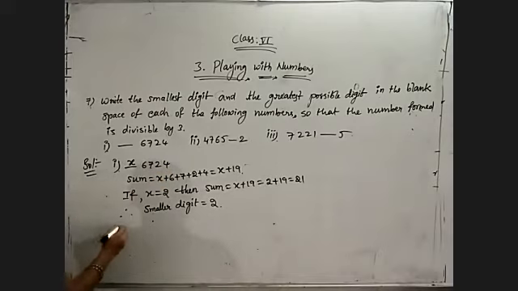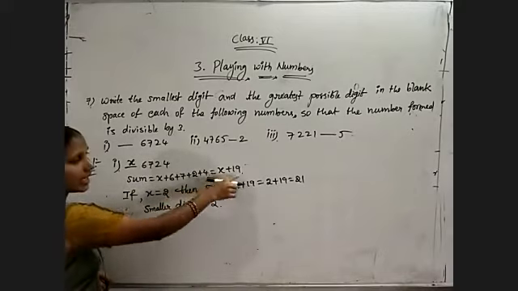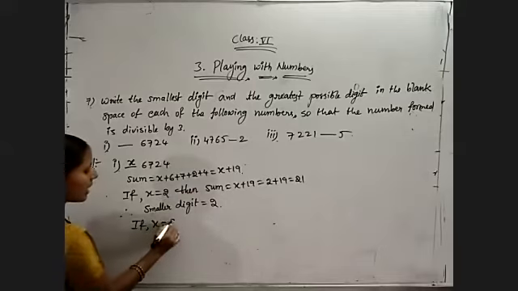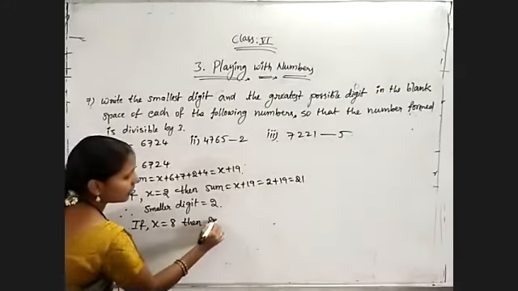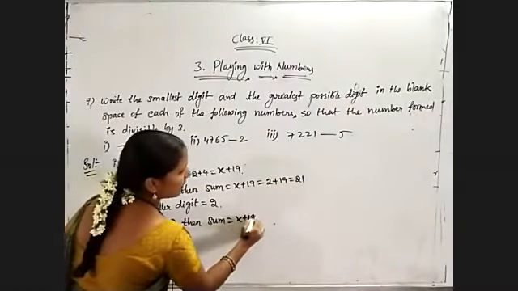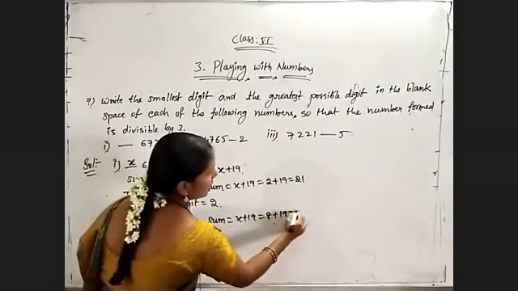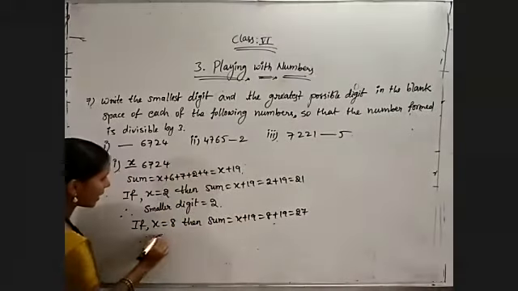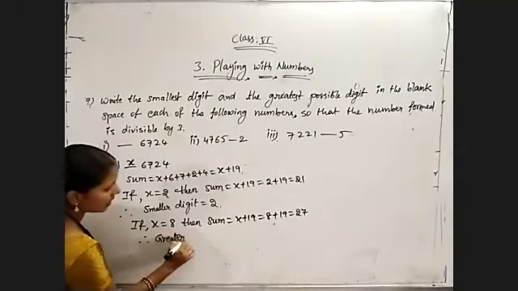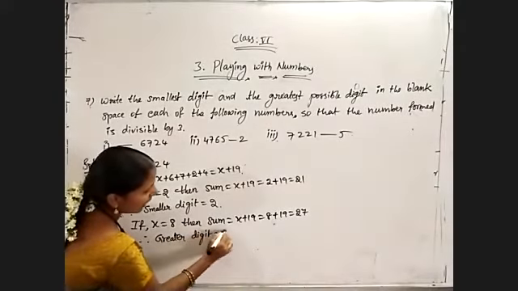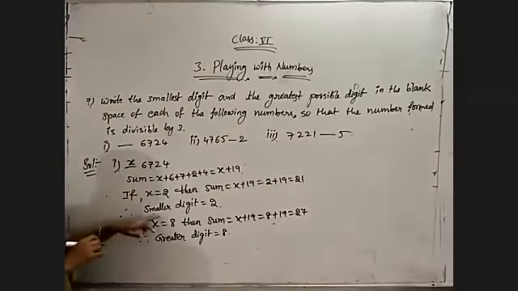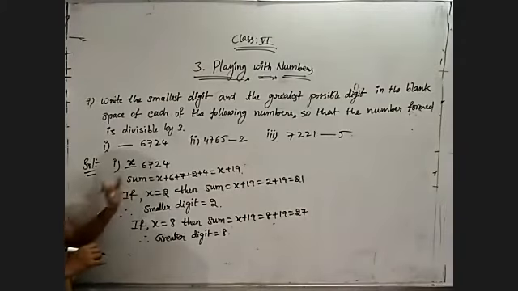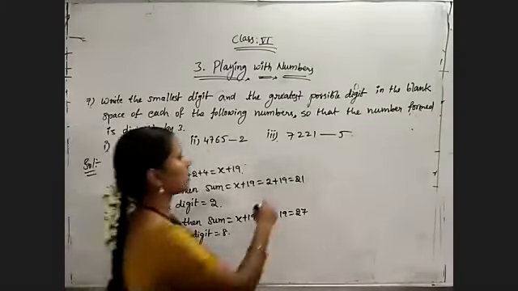After that, second case, the sum is equal to x plus 19. If x is equal to 9, 19 plus 9 is 28. If 8, 19 plus 8 is equal to 27. So for 8, the sum is x plus 19, which is 8 plus 19, equal to 27. Therefore, the greater digit is equal to 8. So for the values 2 and 8, that number is completely divisible by 3. That's all. Now coming to the second example.